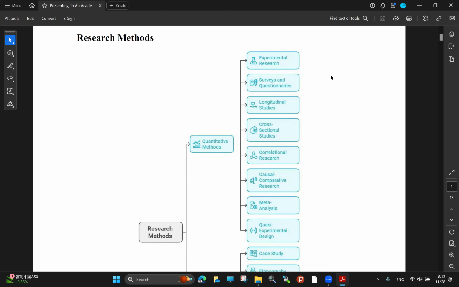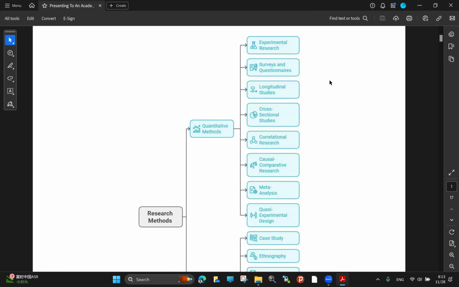Longitudinal studies. For those who are into that, you know what it is. Cross-sectional studies. For those who are into that, I don't want to go into this and say something wrong. There's also correlational research. Let me skip that. But if you are into that, you know what it means. Causal comparative research. If you are into that, you know what it means.